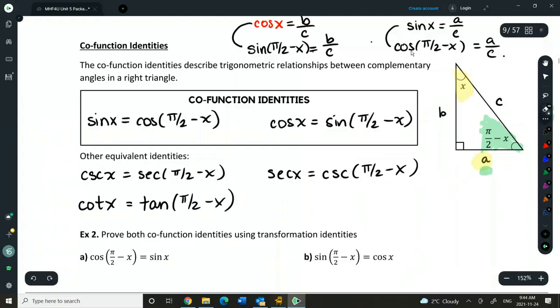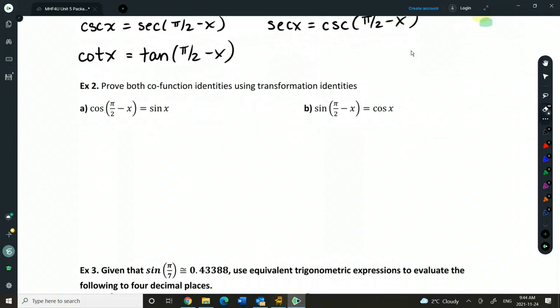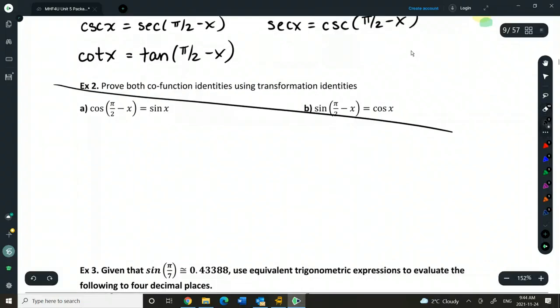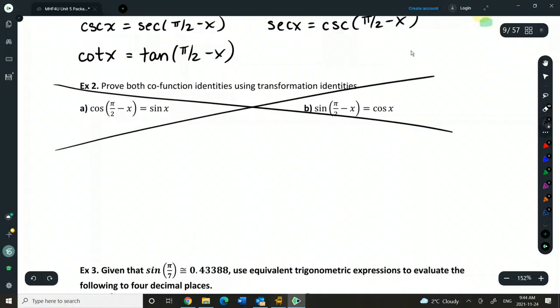Okay, and there's more that we could add to this list as well, but we'll leave it there. We're not going to do this because we proved with the triangle above, so we're not going to worry about proving those formally.